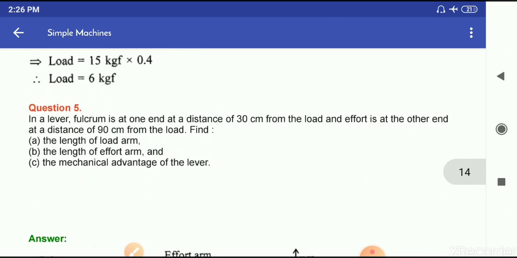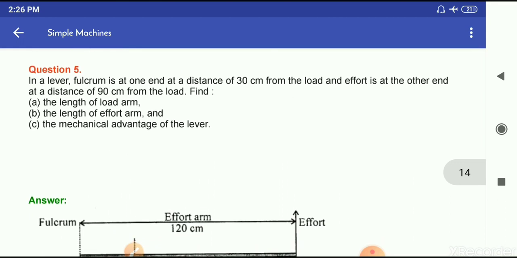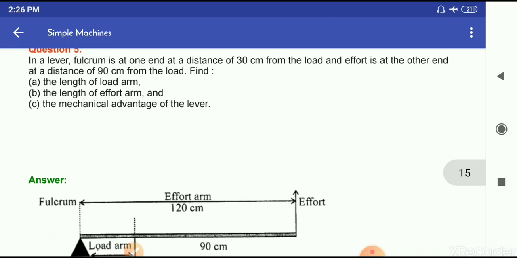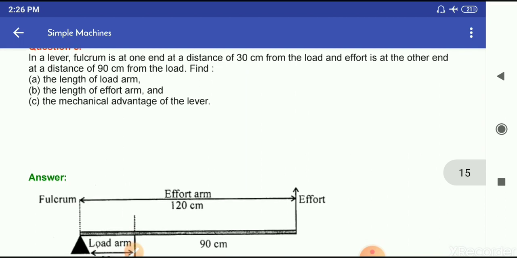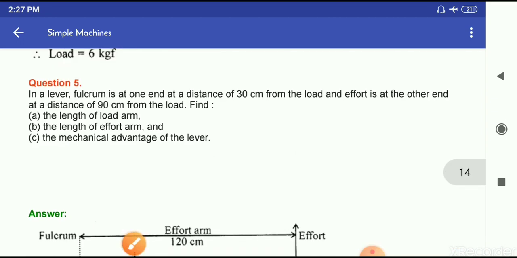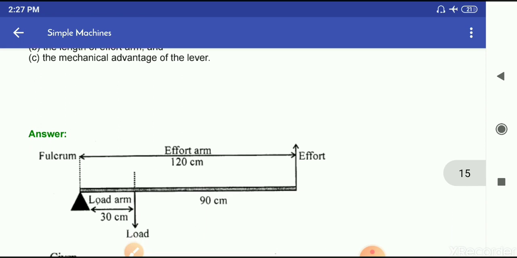Now question number 5. In a lever, fulcrum is at one end at a distance of 30 centimeter from the load and effort is at the other end at a distance of 90 centimeter from the load. You can see here, the fulcrum is at 30 centimeter from the load, and effort is at the other end at a distance of 90 centimeter from the load.